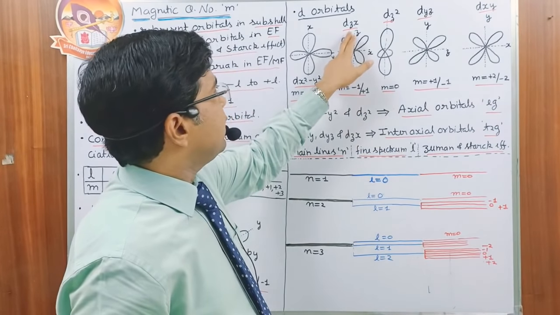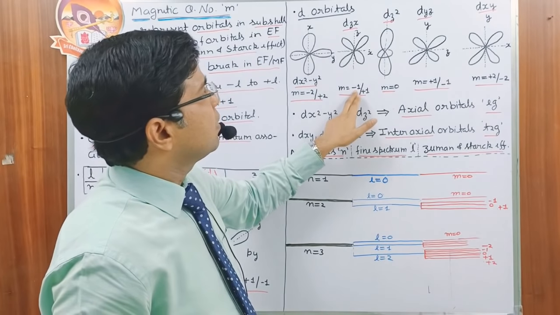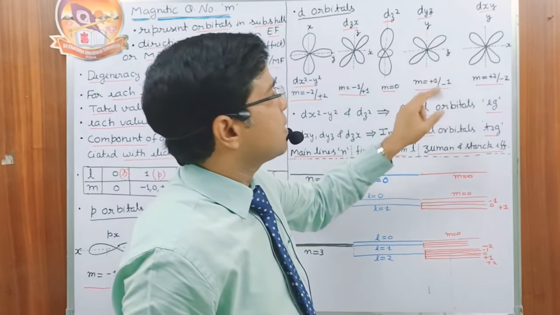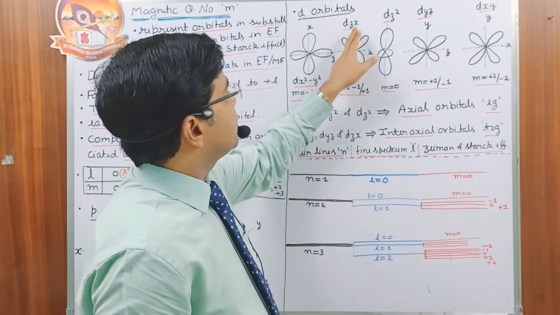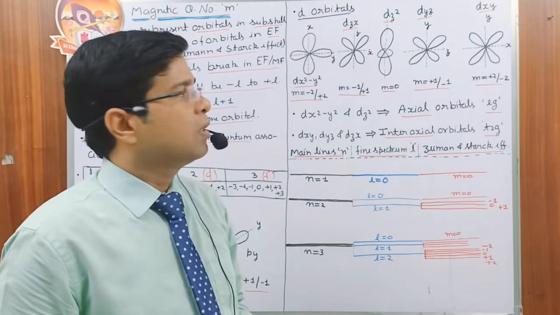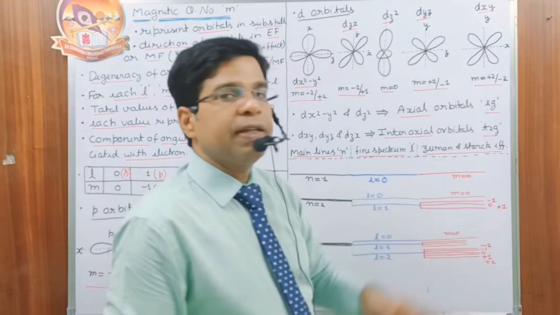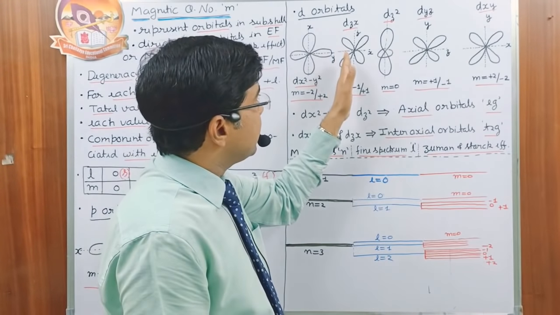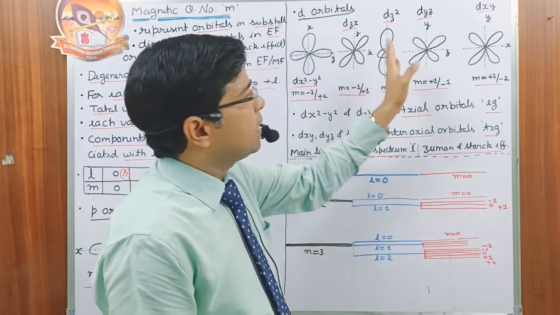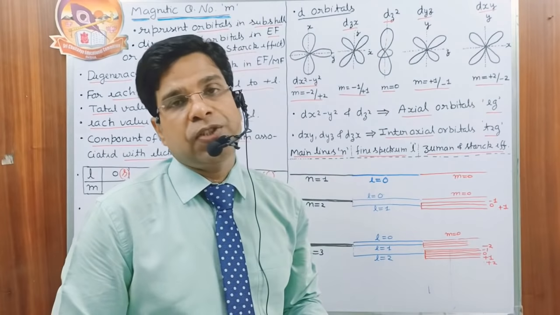If dzx is taken as -1, then dyz is taken as +1. But if dzx is taken as +1, then dyz is taken as -1. These are interchangeable with each other. dxz, dzx and dyz are interchangeable with each other.